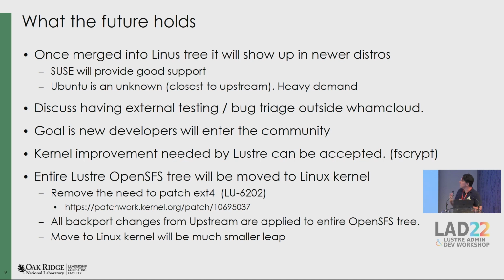Once we figure out how to do an external tree, we're going to have those bugs reported to WAM Cloud, like ARM is trying to do. And of course, one of the biggest benefits of this is to get new developers into the community. So this is a big thing.